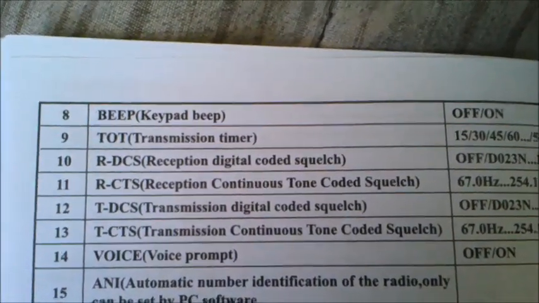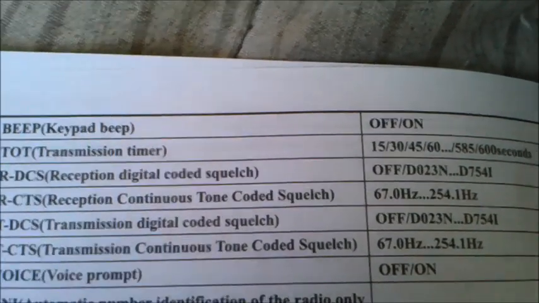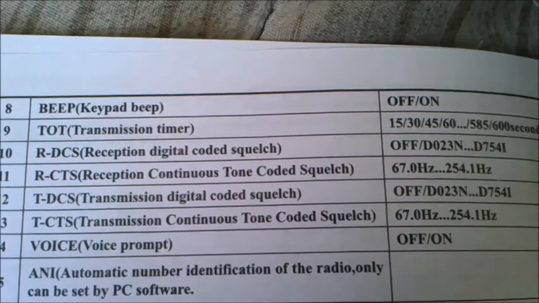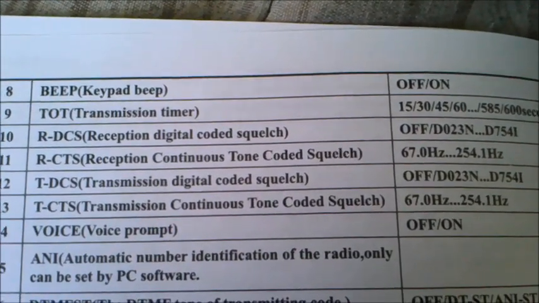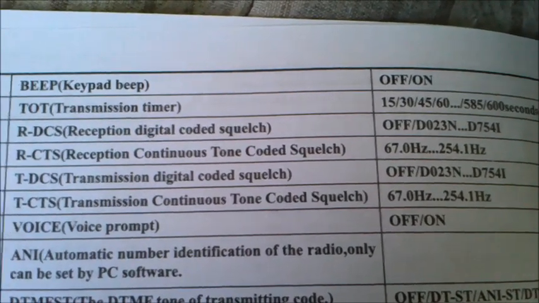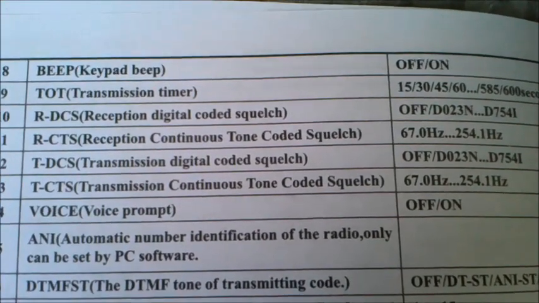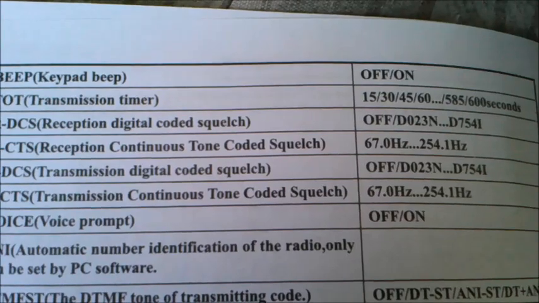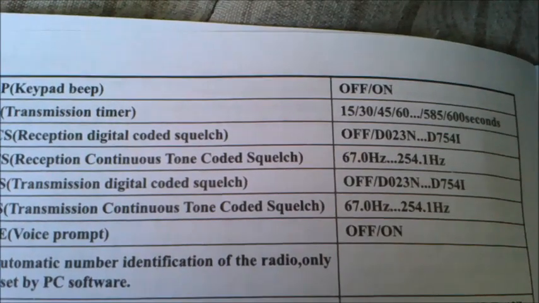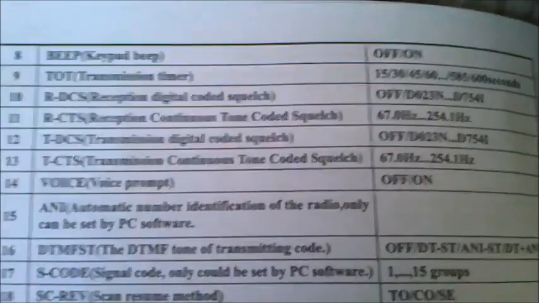Okay, number 10, reception digital coded squelch. You're not going to need to mess with or set these unless you're using the ham frequencies, and a ham operator should know how to set these per the frequency they're using. But menu 10, 11, 12, 13 will allow you to change those settings for the coded squelch. Too much to get into now, not necessary for basic, but ham users, you know what to do with that.